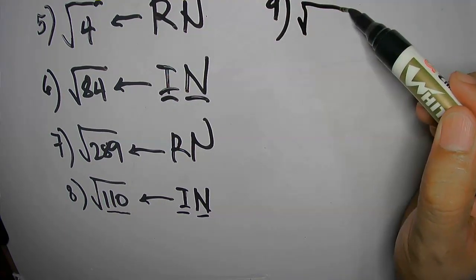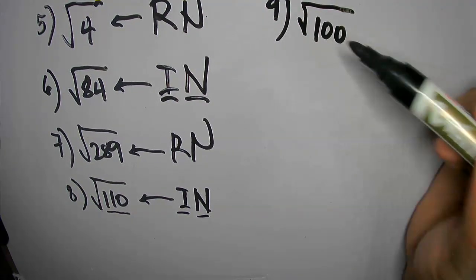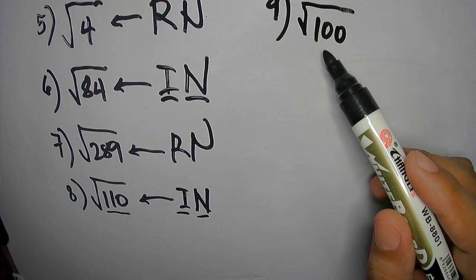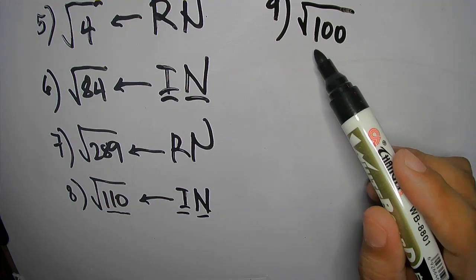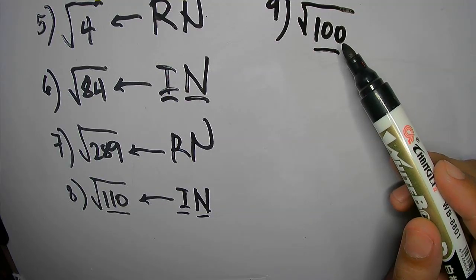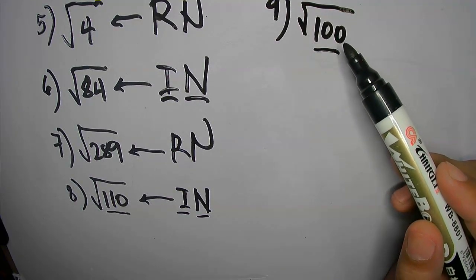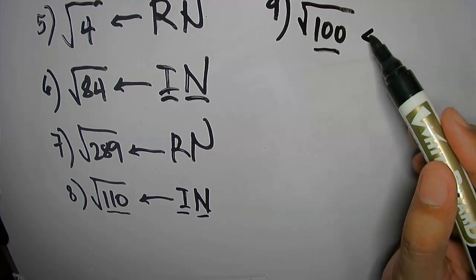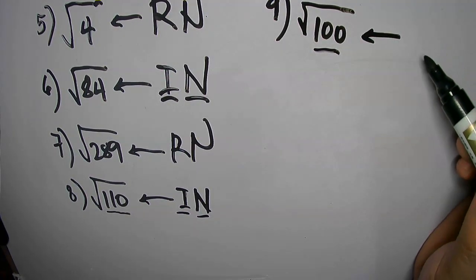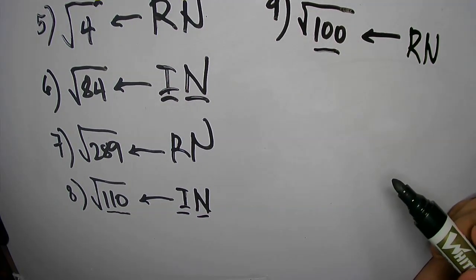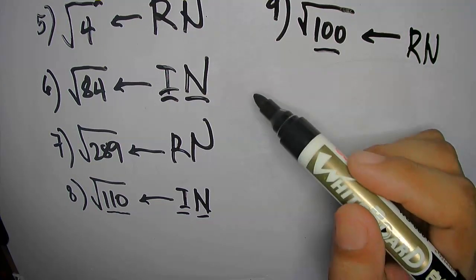Number 9. Square root of, let's say, square root of 100. Ang square root of 100 ba, or yung 100 ba ay galing sa dalawang number na magkapareho na pag minultiply natin, ang sagot niya ay 100? Okay, and that's 10. So, 10 times 10 is 100. So, ibig sabihin, square root of 100 belongs to rational number. Okay? Ayan. So, number 10.